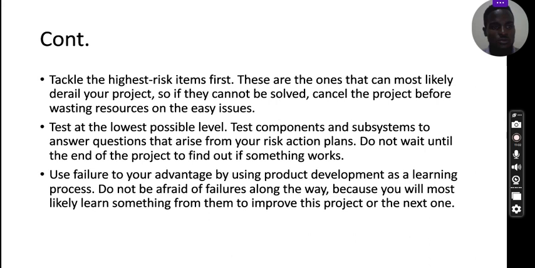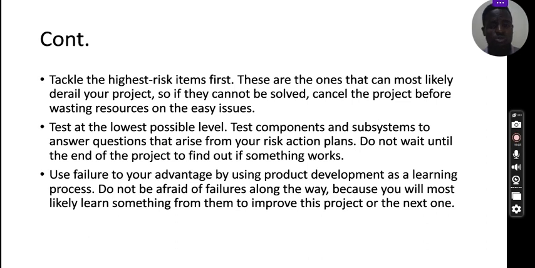Tackle the highest risk items first. We talked about prioritizing within the steps, and we are now saying tackle the highest risk item first. That very risk that you're looking at, and you know that if this one happened, it will waste all the resources and it will lead to the breakdown of my project. Tackle that first. Then test at the lowest possible level.